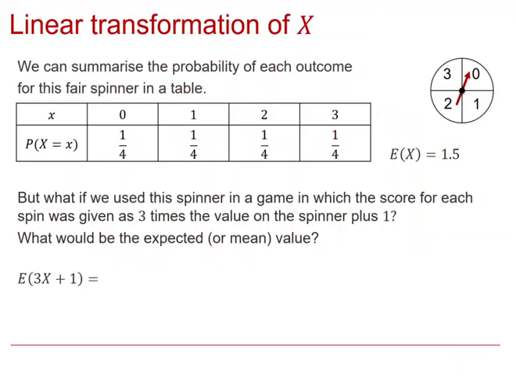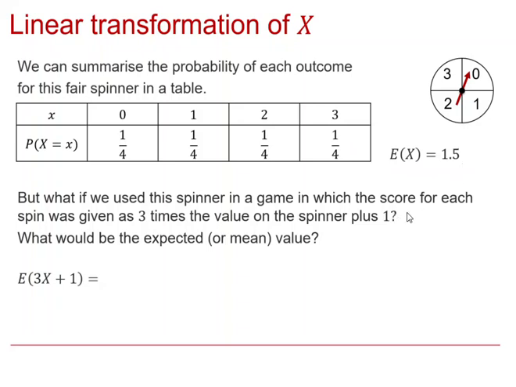So this slide looks again at the example we looked at in the previous video of a spinner, and we have the probability distribution of x here, the outcomes possible and the probability of each outcome. And we discovered in the previous video that the expected value for x, or the mean of x, is 1.5.